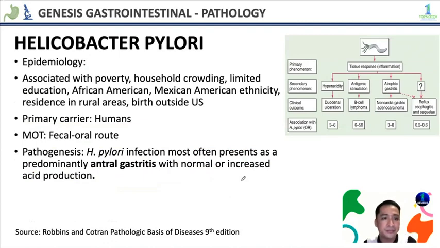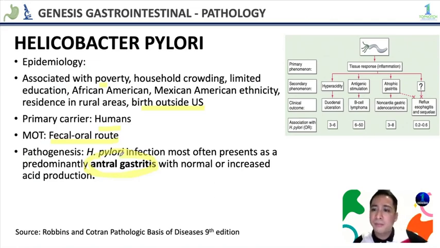So what are the associated factors? I'm repeating myself, but I took this from Robbins. Poverty, household crowding, limited education, African American, birth outside the United States. It's a bit racist, but that is what Robbins said. Birth outside the United States is a risk factor for H. pylori. Primary carrier, humans. Mode of transmission, fecal-oral route. Pathogenesis: the most affected is the antrum. Remember that, antrum predilection.